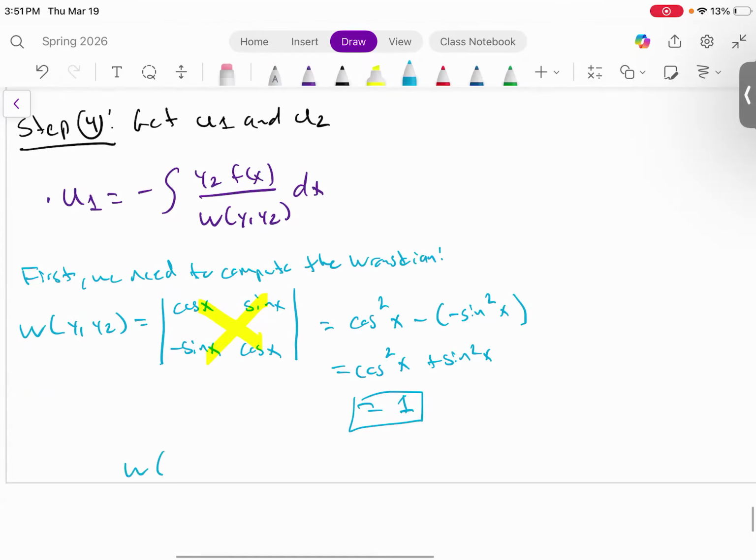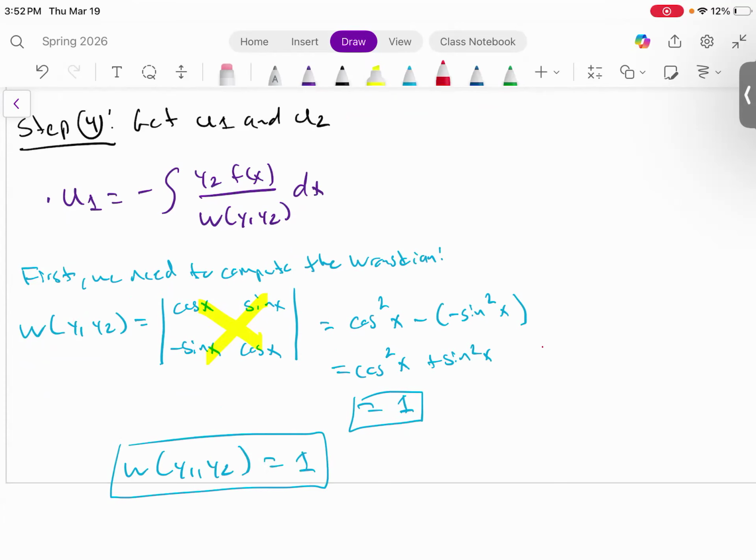So the Wronskian just equals 1. So that's pretty easy to work with. And, just in case this escapes your mind a bit, cosine squared plus sine squared equals 1.